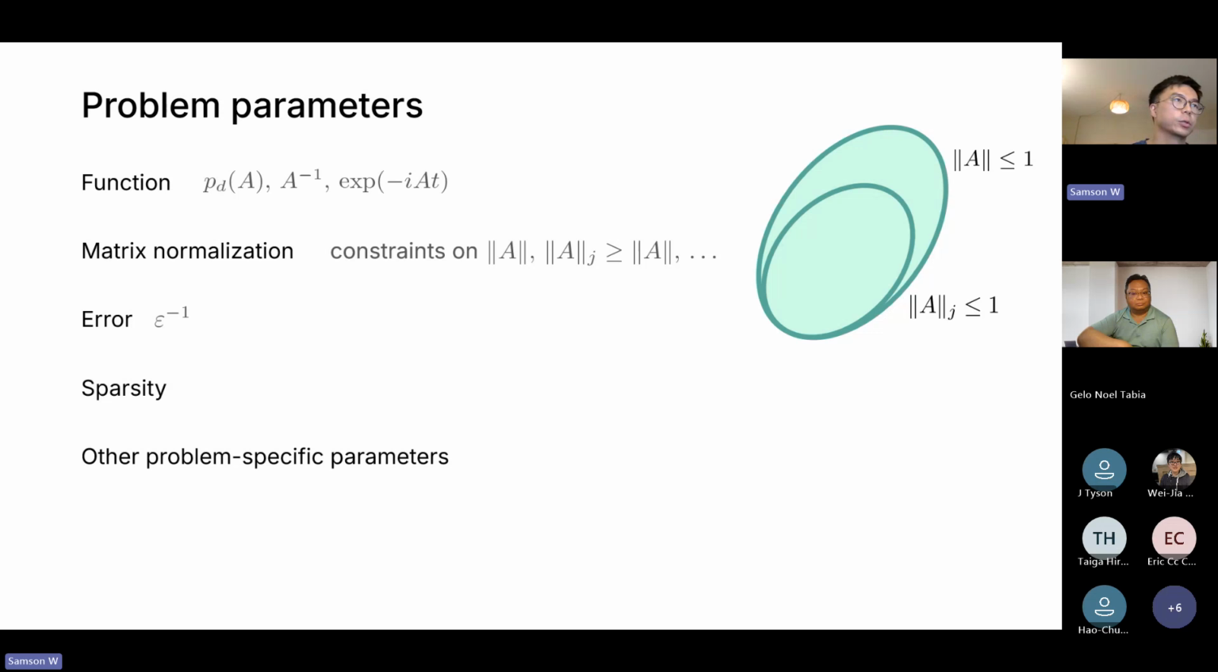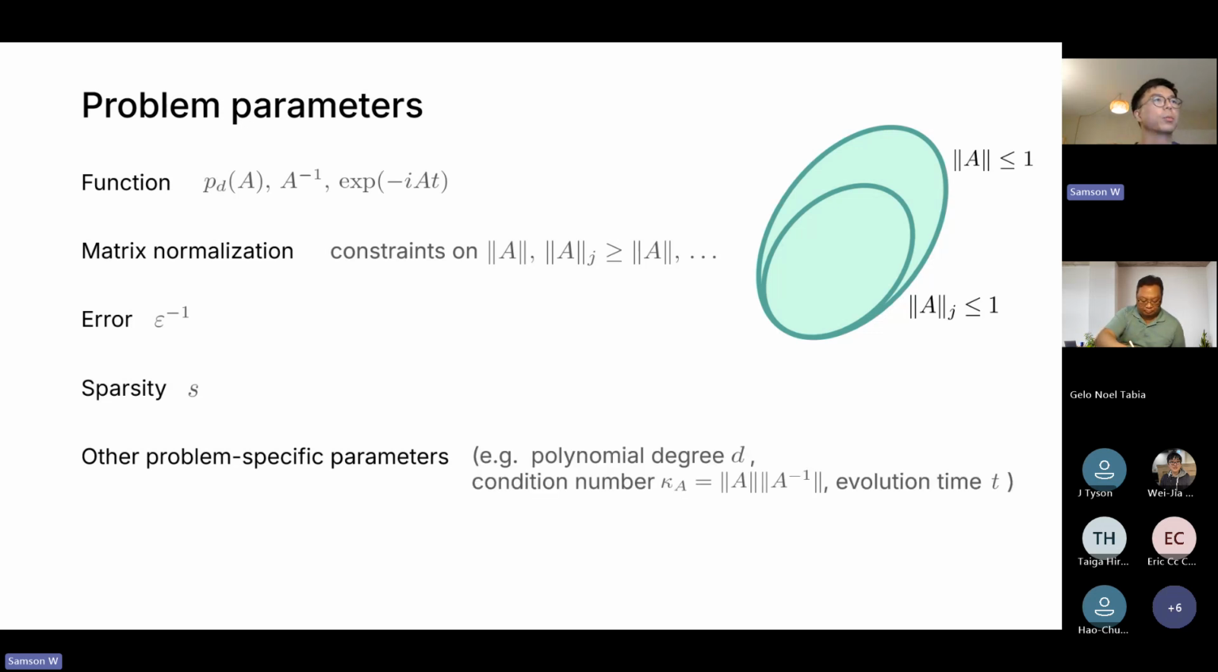We'll look at, of course, the error, and the size of the error that you require will also play a role in the complexity. Specifically, we'll look at how large the inverse error is. The sparsity of the matrix plays a role. And there'll also be other problem-specific parameters, which are specific to the function of interest. So for instance, if you're looking at a polynomial, the degree plays a role. If you're looking at the inverse function, the condition number is an important parameter. And of course, the evolution time in the case of time evolution.